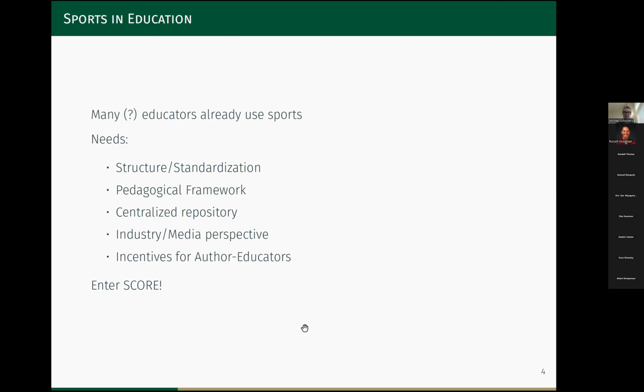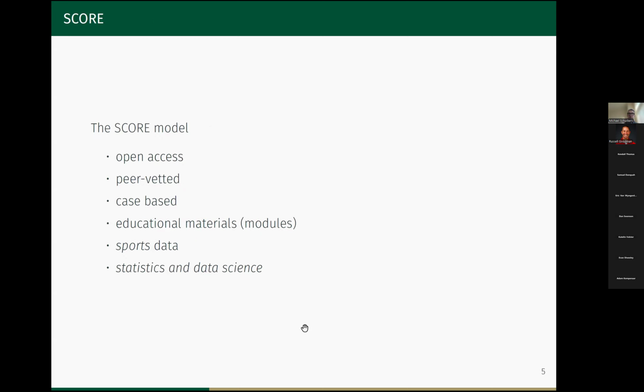And so that's really where SCORE comes in. So our SCORE model is to have open-based, peer-vetted, and I'll talk a little bit about what that vetting looks like, case-based educational materials. And then there's really nothing unique about that, but we're going to add the sports and the statistics and data science piece.